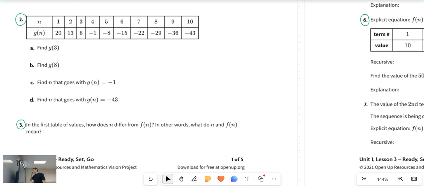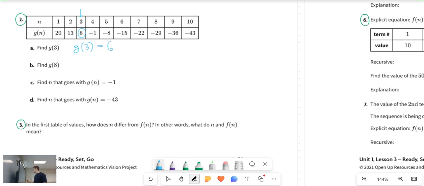Number 2, find g of 3. So we've got a completely different function now. Instead of f, we're working with our function g. So find g of 3. If our input is 3, we're looking here, and our output seems to be 6. So g of 3, oh, sorry, messed that one up just a little bit. There we go. g of 3 equals 6.